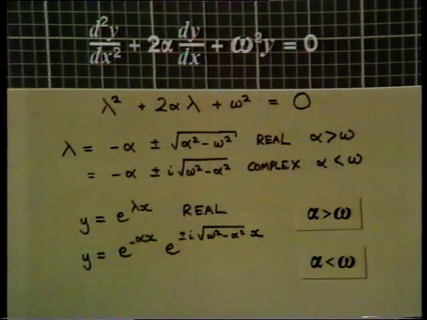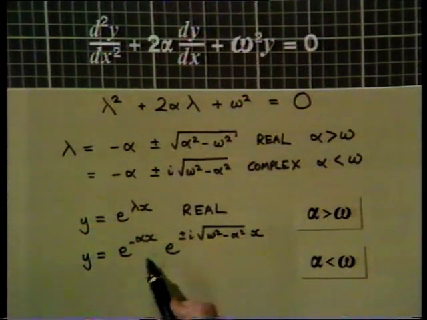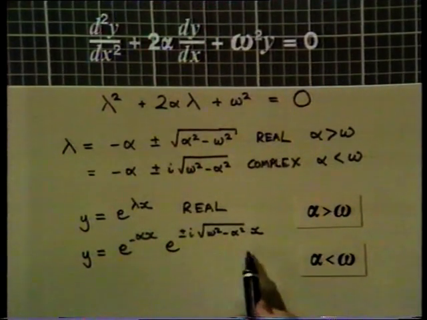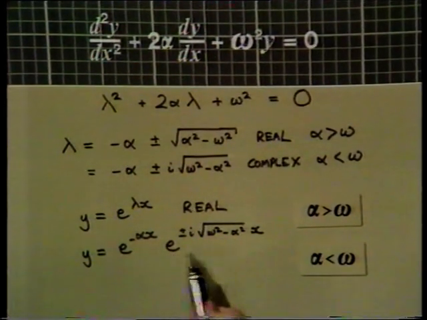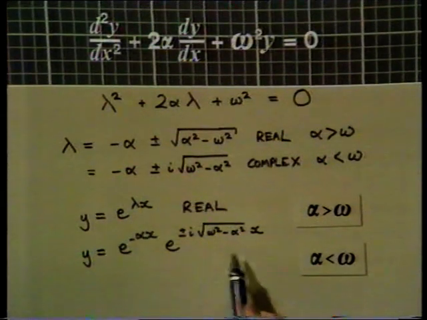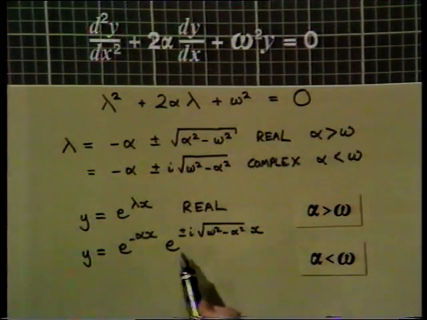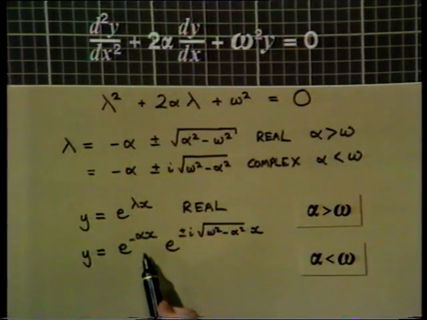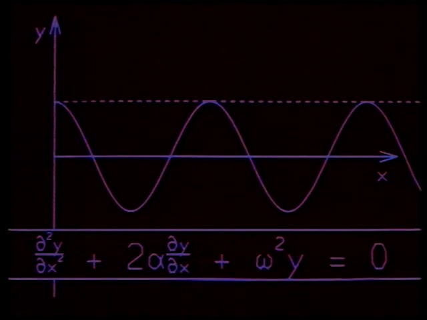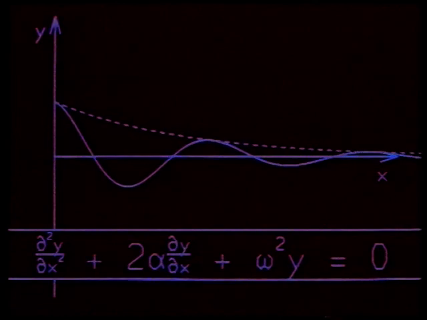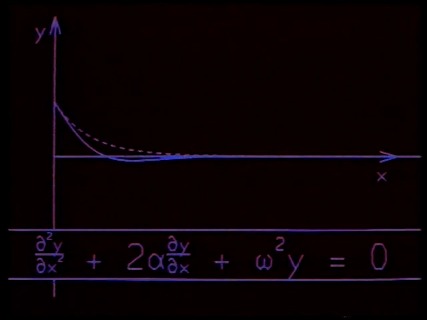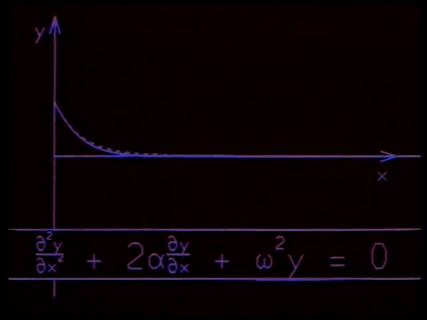It's the product of these two terms. Here again I have an exponential function, but it's multiplied by this. And these terms are sinusoids. So the solution involves the product of a sinusoid times a decreasing exponential function. With alpha equals 0, a pure sinusoid. Alpha between 0 and omega, sinusoid times decreasing exponential. When alpha reaches omega, the oscillation disappears.